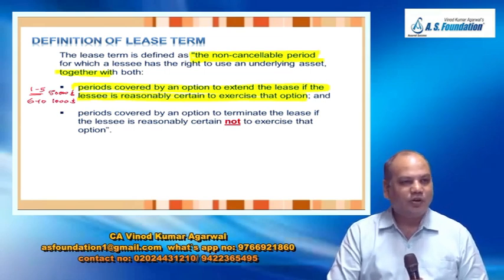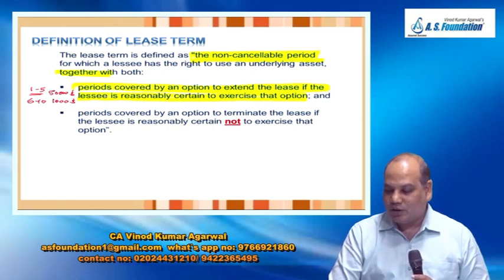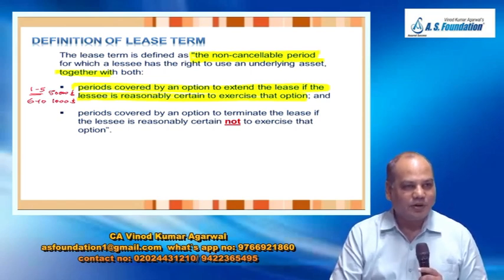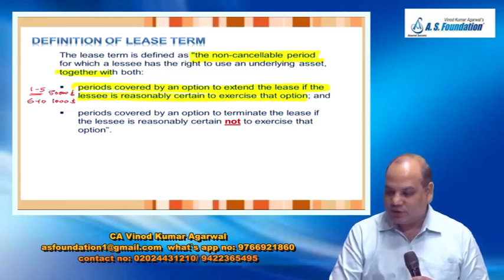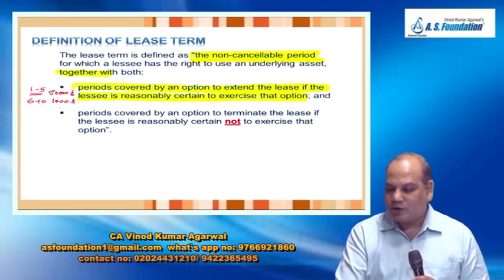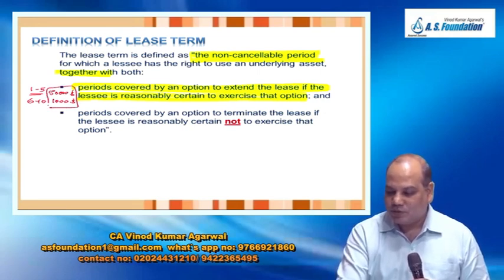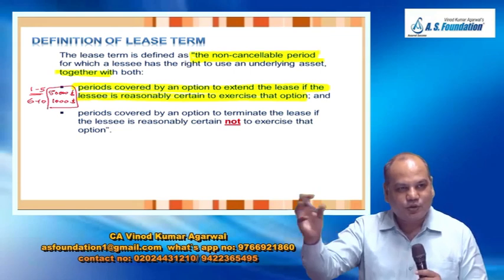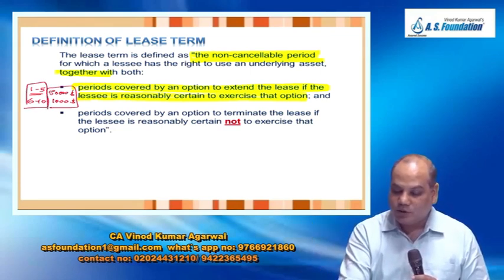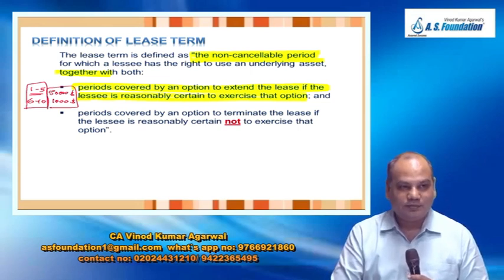from $50,000 to $1,000 per annum, and you know that the market rent at that time will be something like $60,000-$70,000 per annum. Would you exercise this option of extension? Now, if this kind of situation is given, then we can easily say, yes, he is going to exercise that option, and my lease term will become, in this example, 10 years.